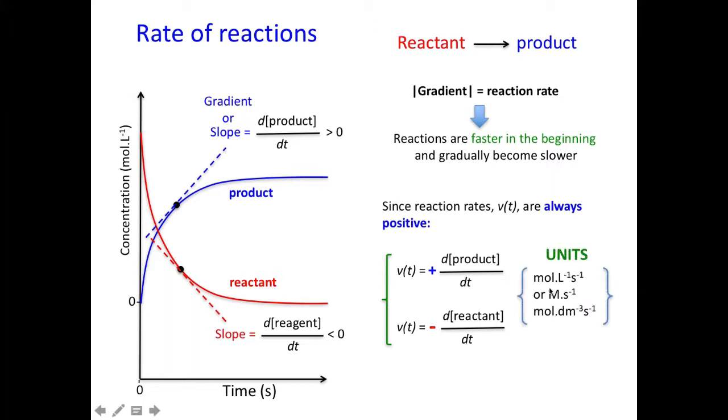And now the units of the reaction rates can be in mole per liter. Mole per liter is actually molar, the big M here. Molar per second, or mole per decimeter cubed per second. So these are common units for the reaction rates.